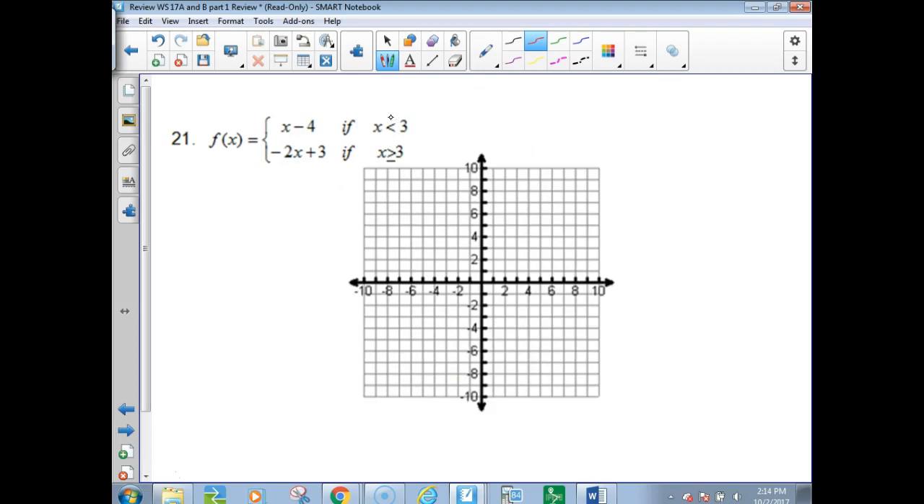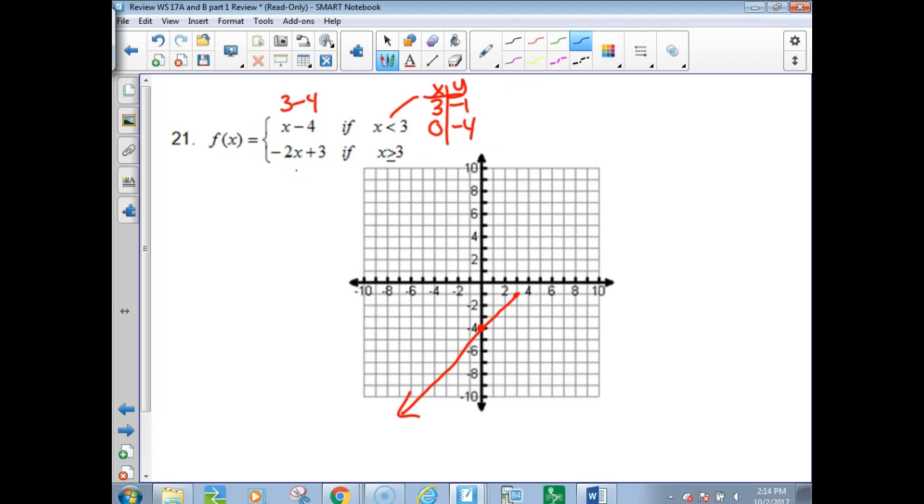Now we're going to stick in 3. And I put in 3 here. 3 minus 4 gives me negative 1. If I put in another number less than 3, maybe 0, you get negative 4. Doesn't have to be the one right next to it. Graph that part of the line.